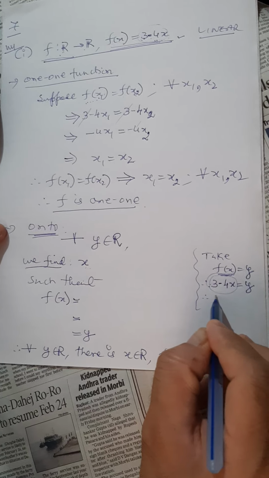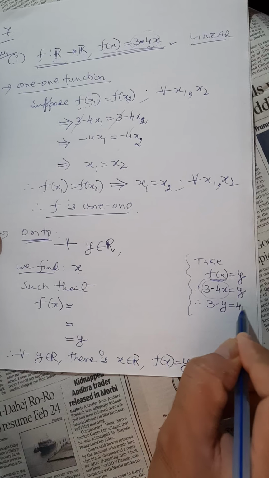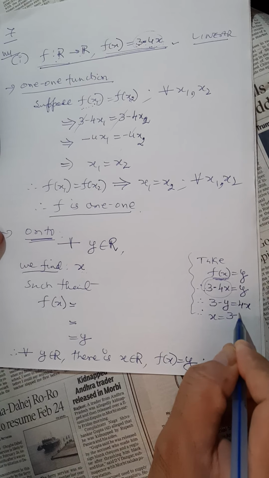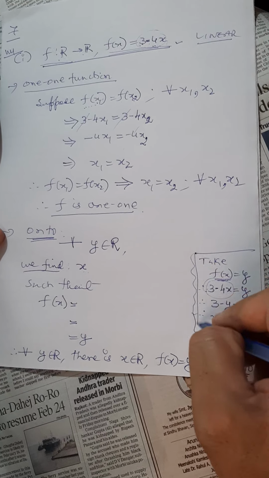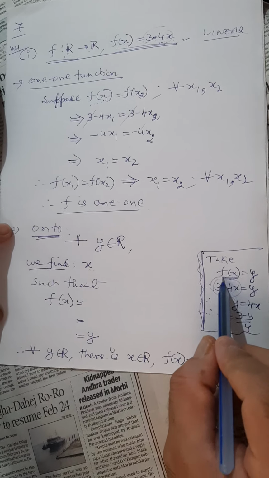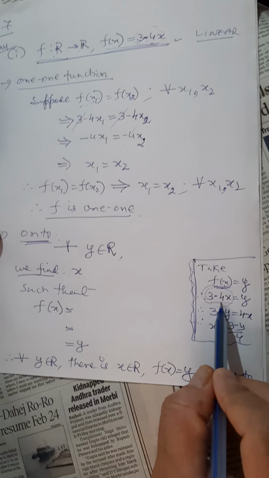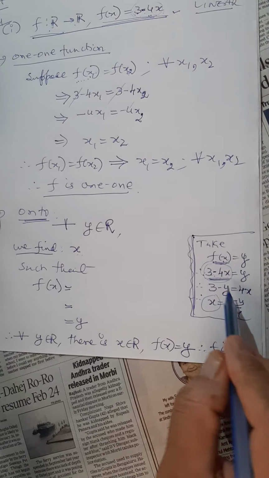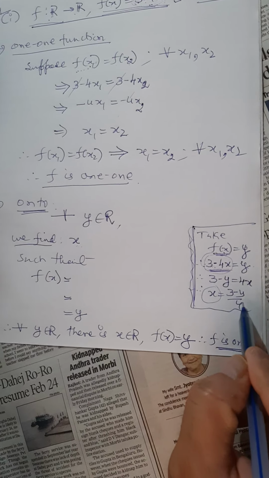So what will I get here? 3 minus y equals 4x. And therefore I'll get x equals (3 minus y) by 4. This is a way of getting x. This much you can show in the exam also, as I've shown here. I'll repeat. Take f(x) equals y, write the formula for the function, and make x the subject of the expression. From this I'll take 4x on the other side, y this side. So 3 minus y and this.